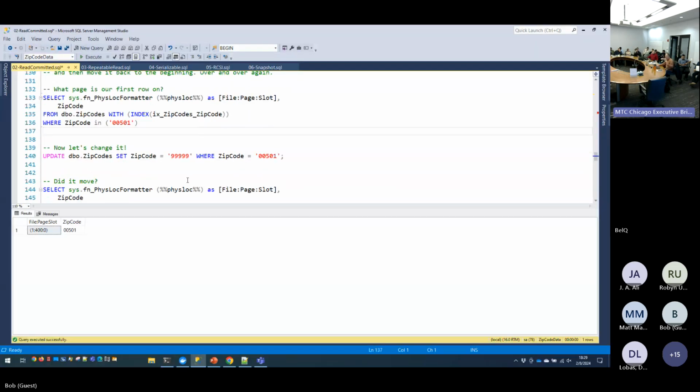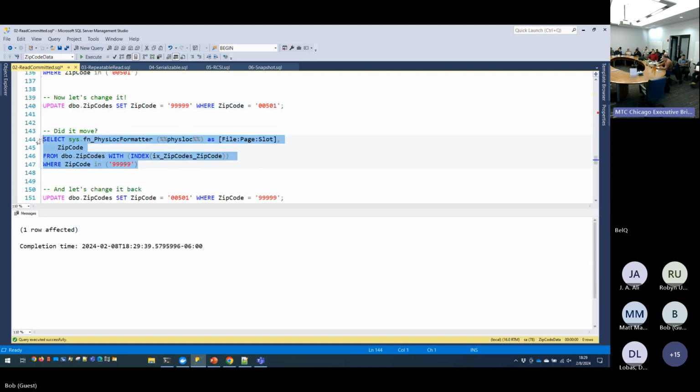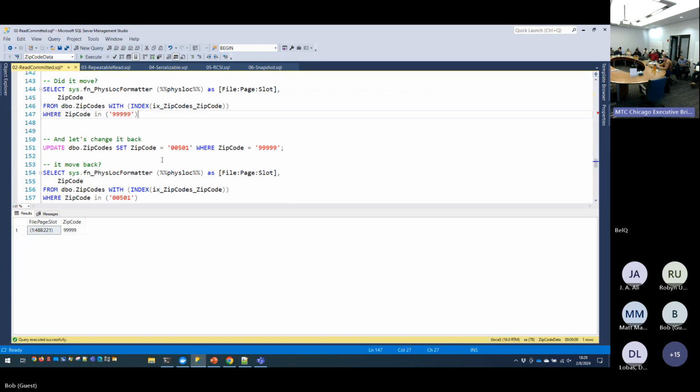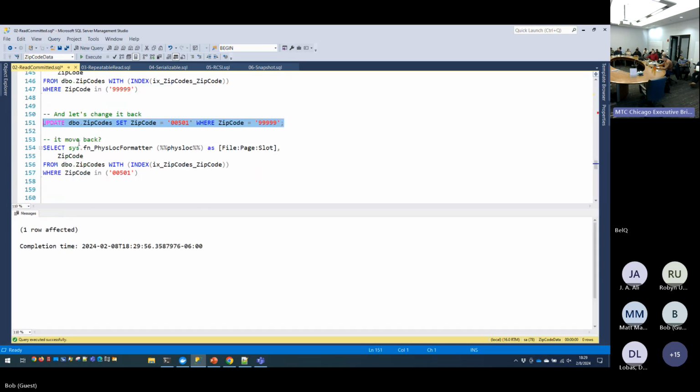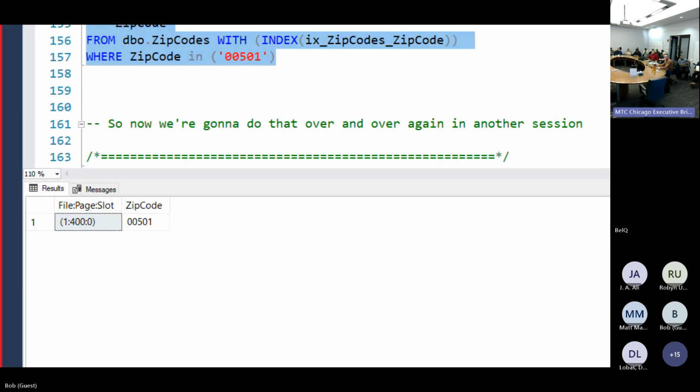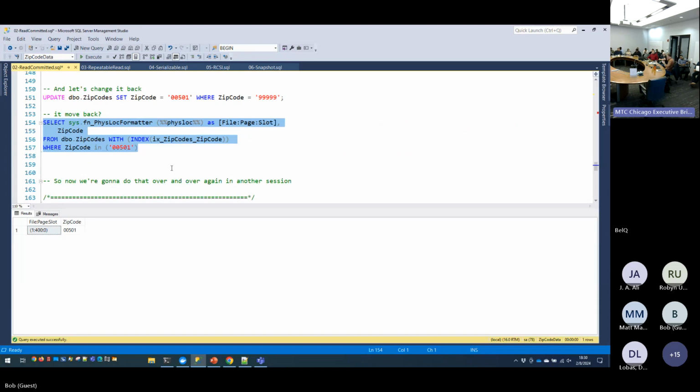Because we're indexed on zip code, if I change the zip code value, it will move the record, since the index stores the values in order. So if I change 00501 to 99999, going to the very end, did the row move? Yes, it did. It went from page 400 slot 0 to page 488 slot 221. That is literally the other end of the file. And if I change it back to 00501, it resumes its previous location in page 400 slot 0. So by changing this value, the row is moving in the index.